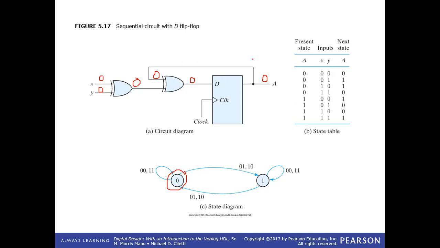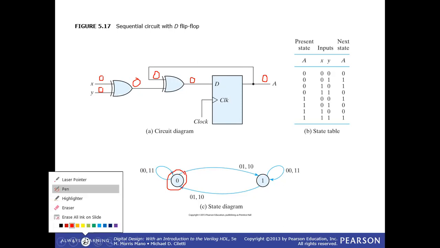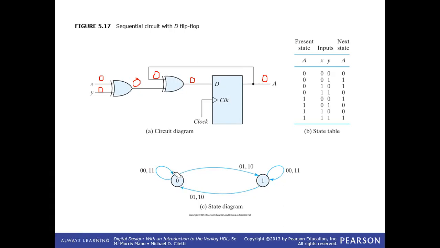Okay. So we go for the next case when we apply 1, 1 to the 0 present state. Why am I doing this? Because from this state table diagram, I've come to know that if I apply 1, 1, I'll be going back to the 0 state again. So that's why I'm trying to do the 0 test again.